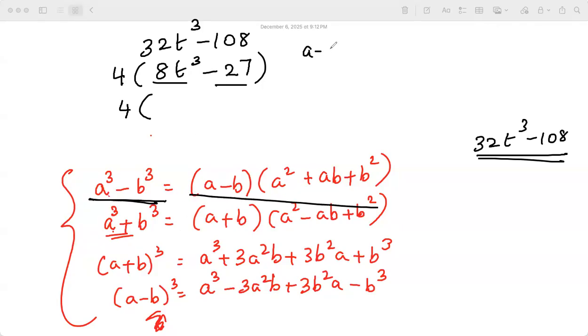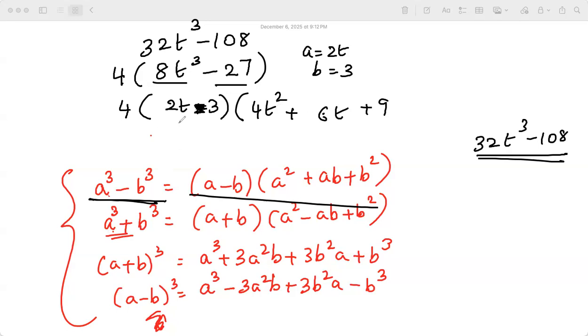So what is A here? 2t, B here 3. So 2t plus 3 times 4t square. Wait, isn't it minus 3? Sorry. And then all are plus, but then here it is AB 6t. Make sense? This is the factored form. Factored form means you are writing it as the product of linear or quadratic factors, but whatever you were given was a big polynomial expression.